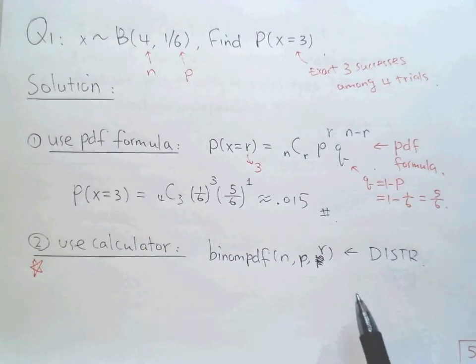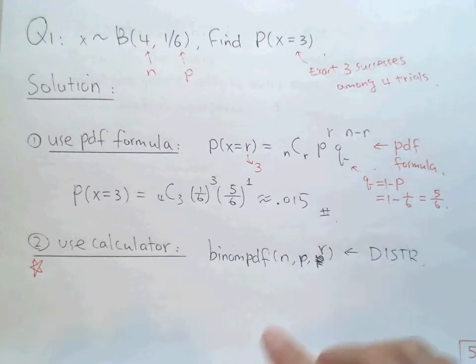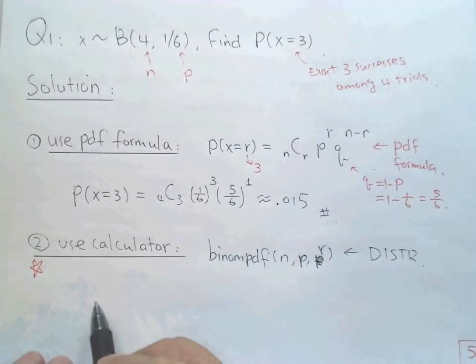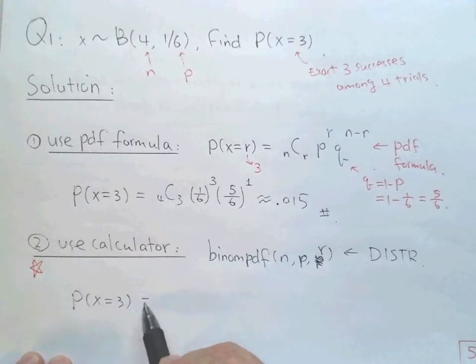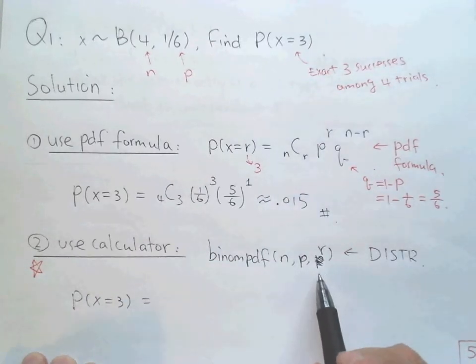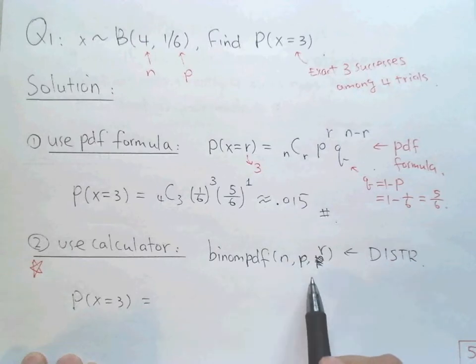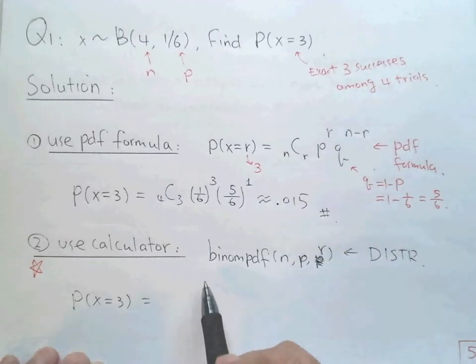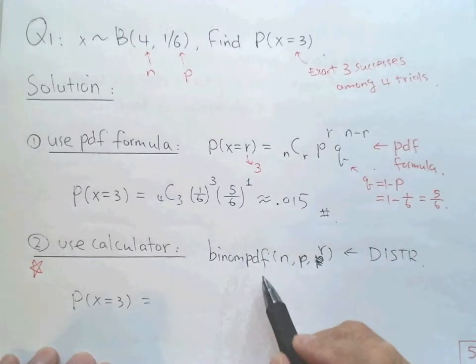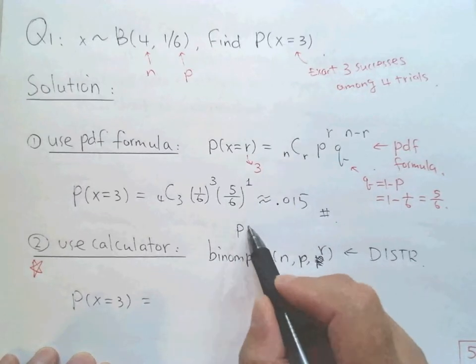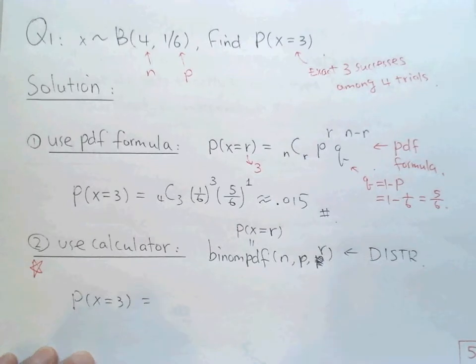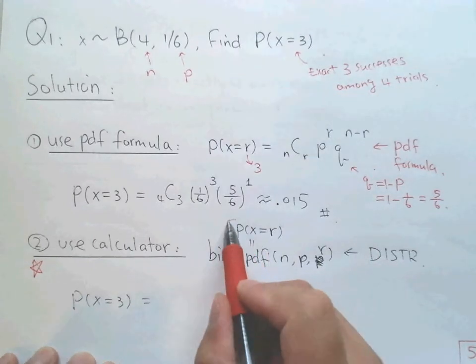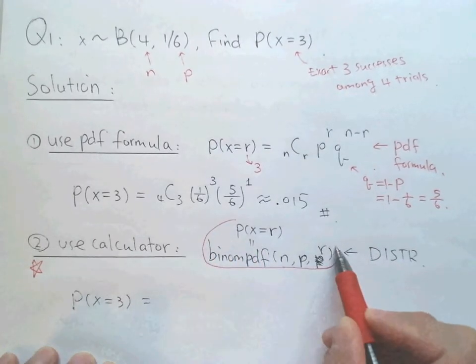And I was going to use this, but before that, let me write down my question. My question is here: P x equals 3. How do you find this? Now the formula is this. What does this mean? This means the probability x exactly equals R. Have you seen? If I highlight this, it is the probability of exactly that.